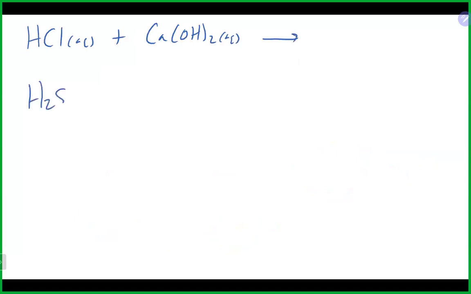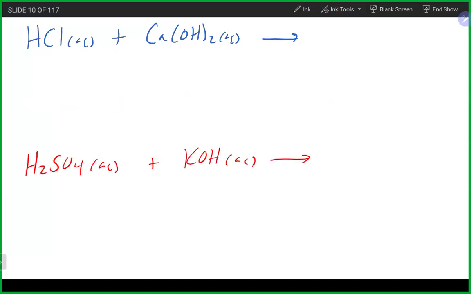What do you get if you take HCl and react it with, say, calcium hydroxide? And what do you get if you take sulfuric acid and react it with potassium hydroxide? All right, so finish up what you get there. Again, some strong acids and strong base.